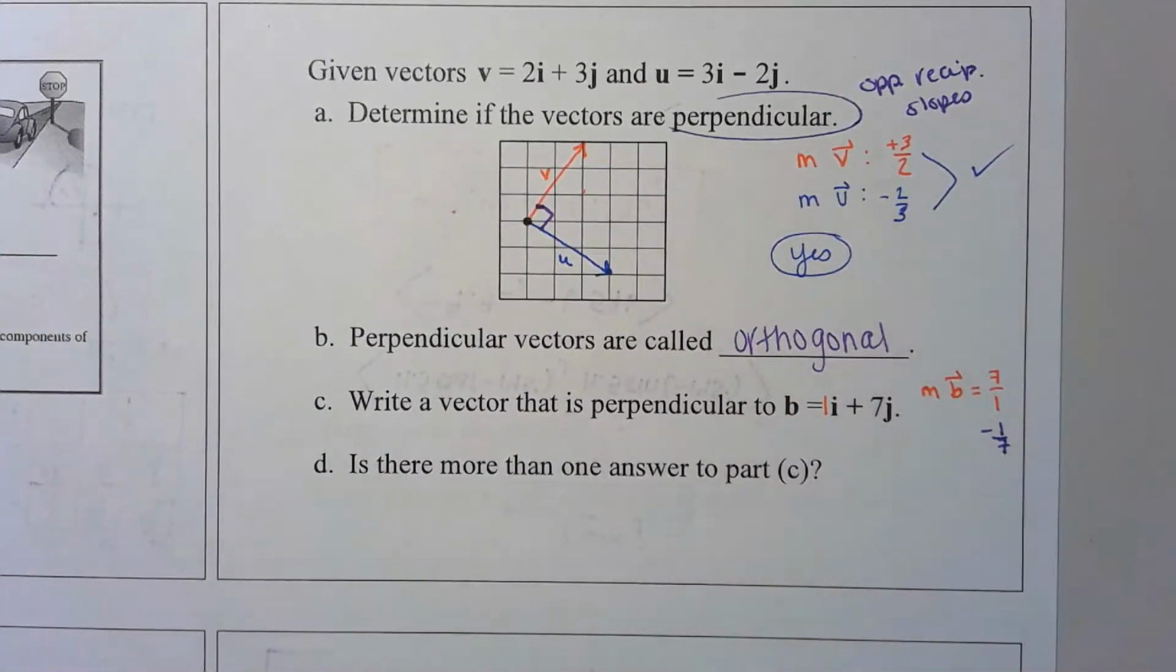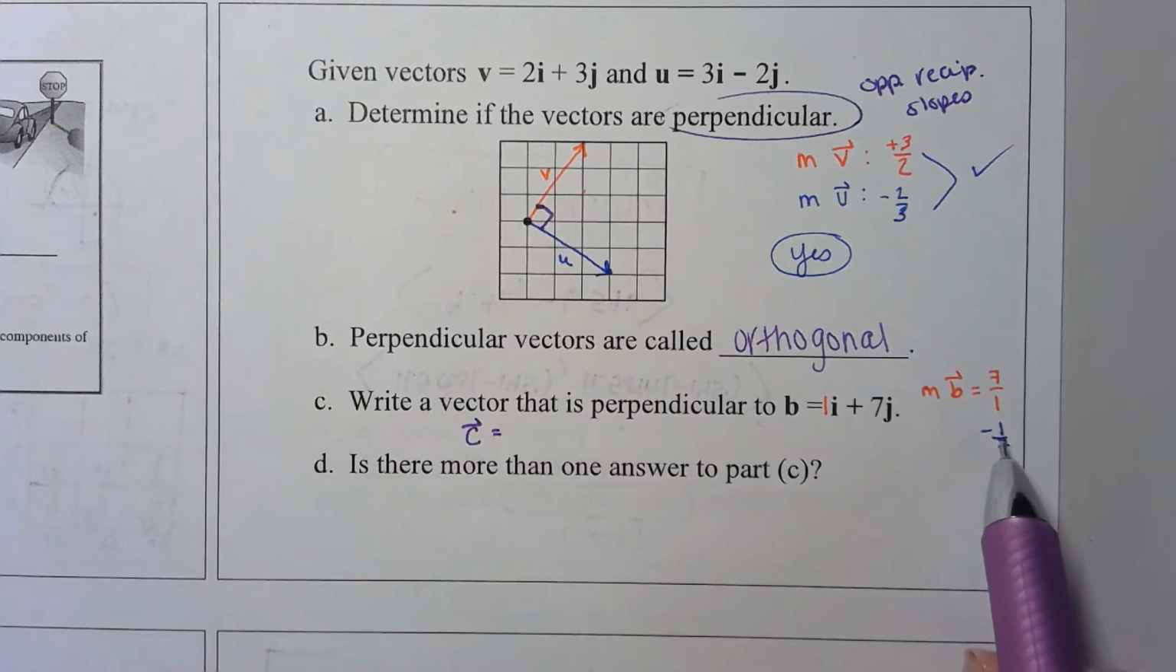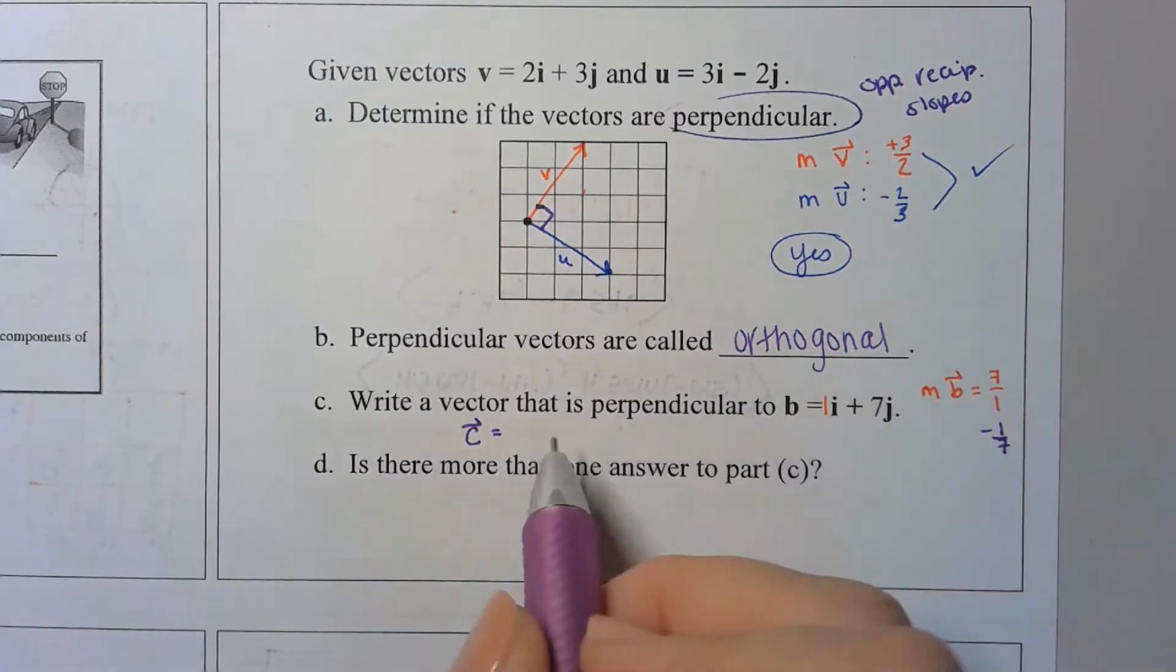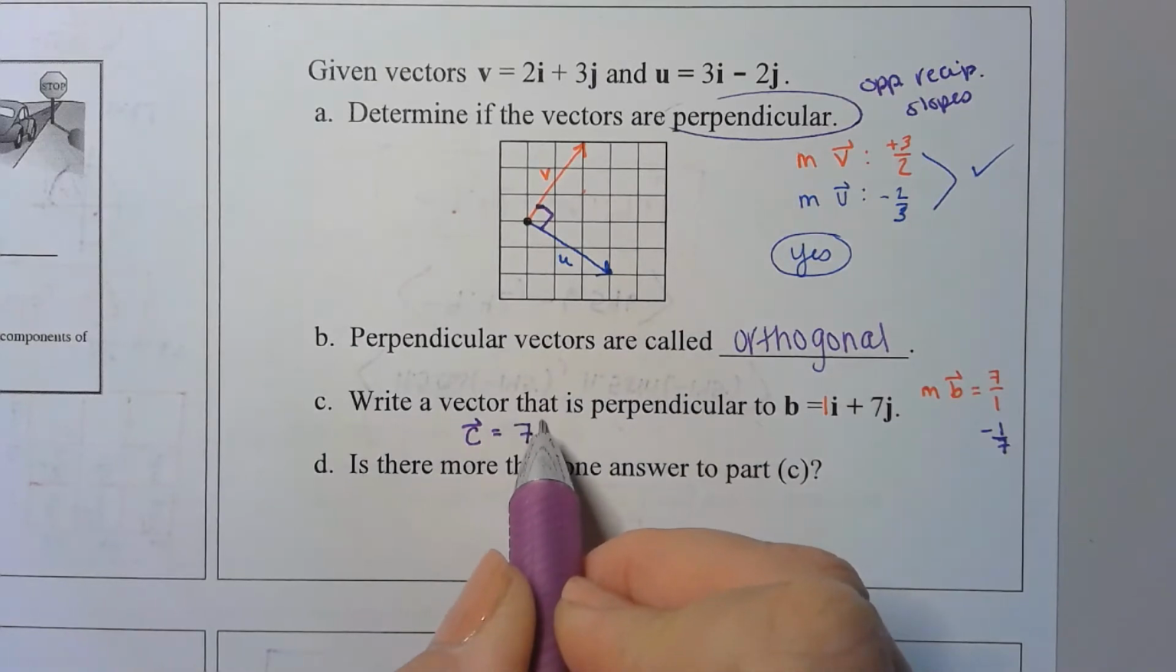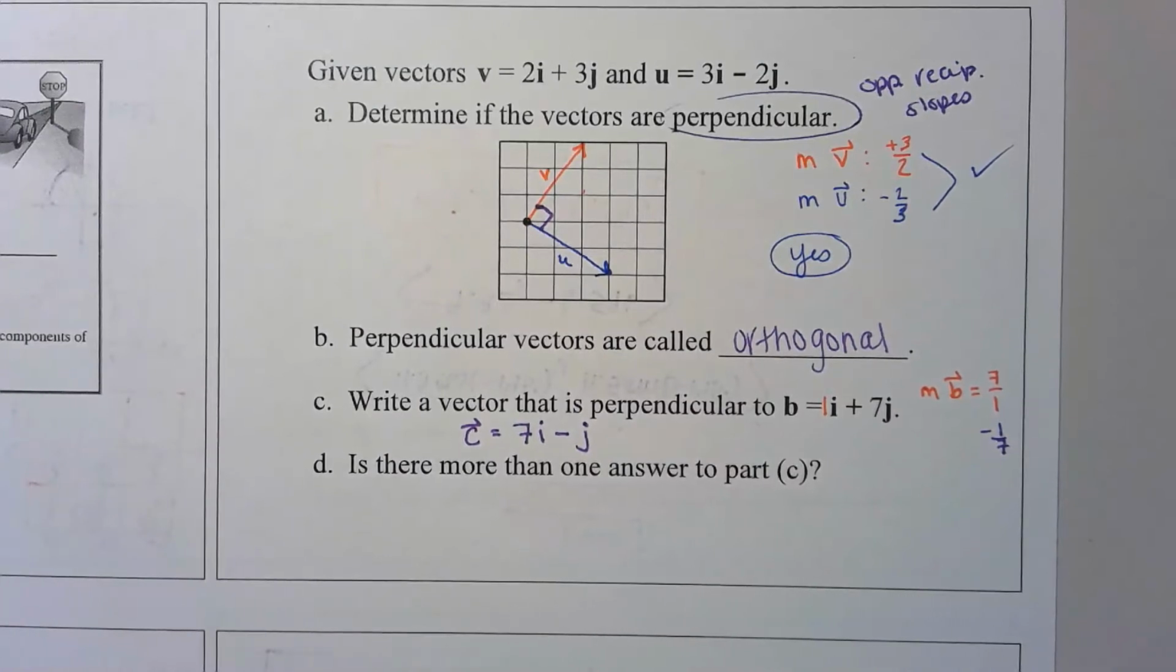All right, well, so let's write that. Let's call it vector C. I don't know, I just picked a letter. So that means I want the vertical component to be negative and the horizontal component to be positive 7. So I have 7i minus 1j. And we could certainly use the grid. This grid is not big enough, I don't think. But we could certainly use a grid to kind of play with that and check it, okay? But then my question is, is there more than one answer to part C?